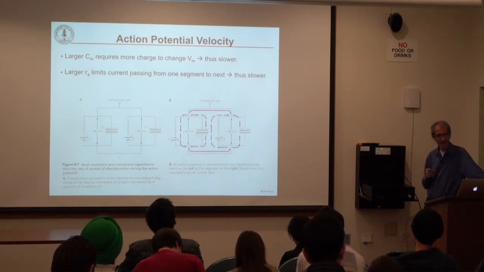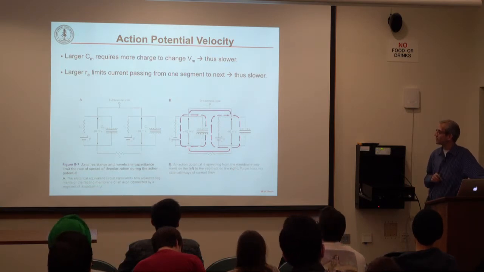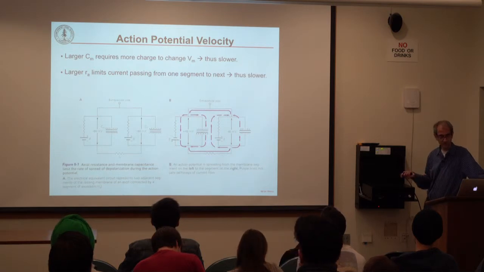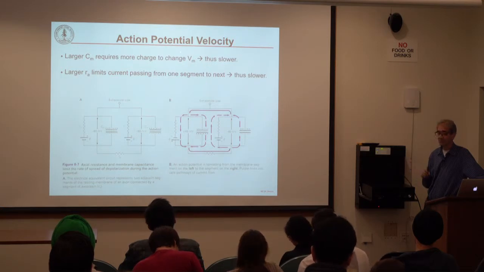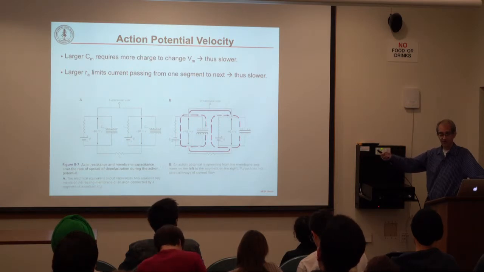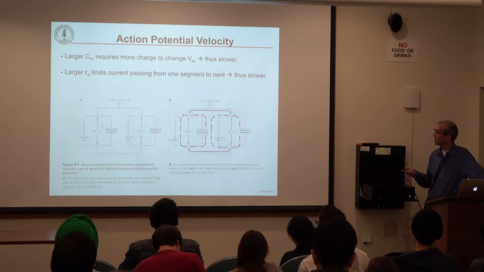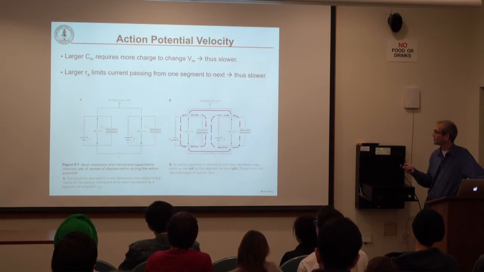Okay? So let's say we have one of these action potentials moving. What about the velocity? Well, larger membrane capacitance requires more charge, of course. Okay? Requires more charge to change by the same membrane voltage or deflection in it, and therefore it moves slower. The action potential will move slower if the capacitance of the dendrite is larger. So the dendrite wants, if that's the right word, to have a lower capacitance. Okay? The larger RA also limits the current passing from one segment to the other and thus lowers the speed.